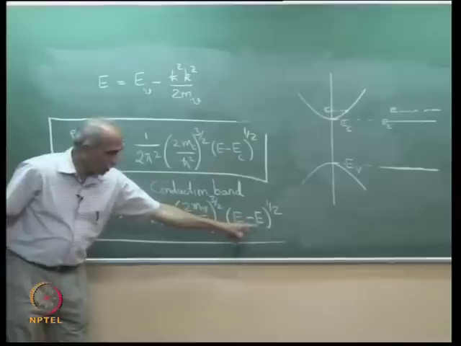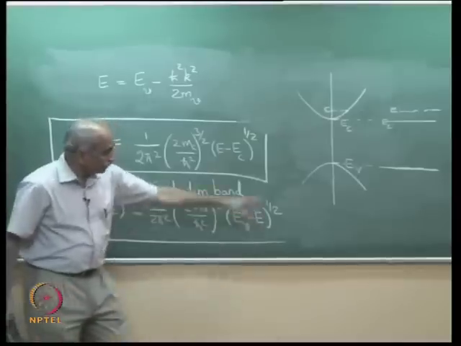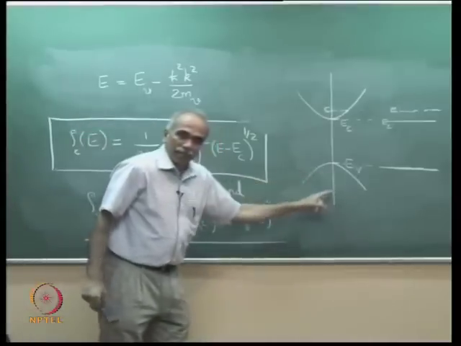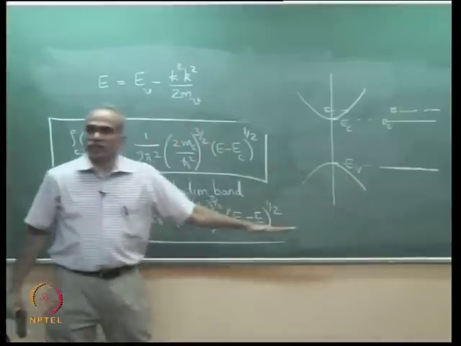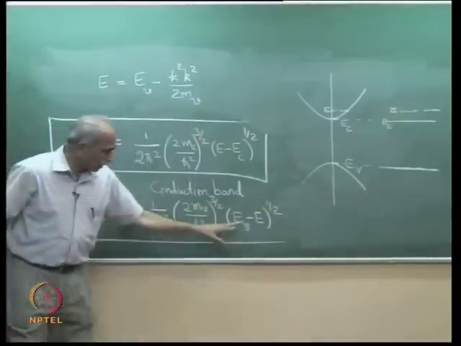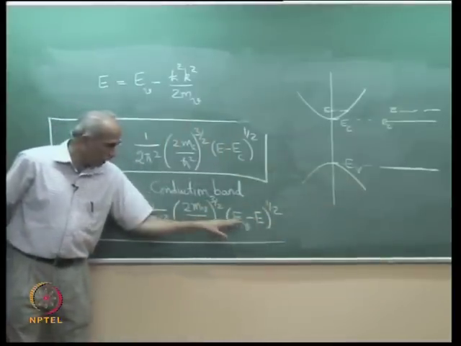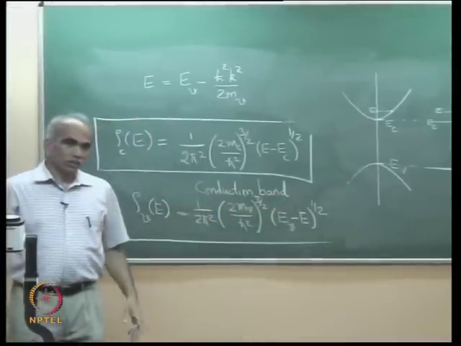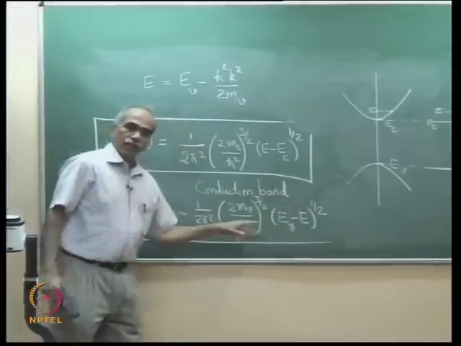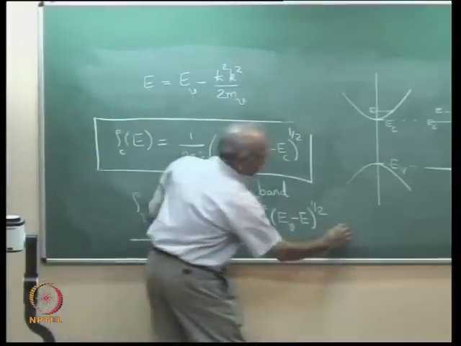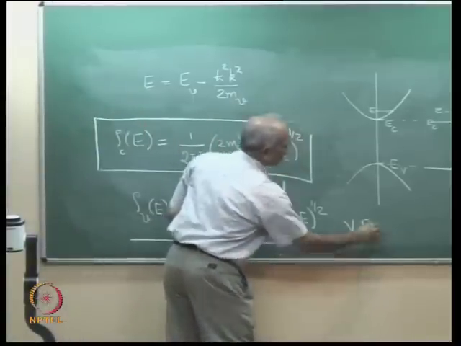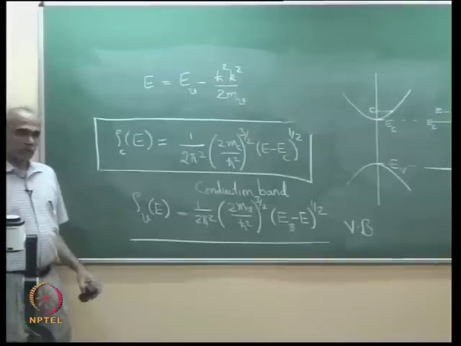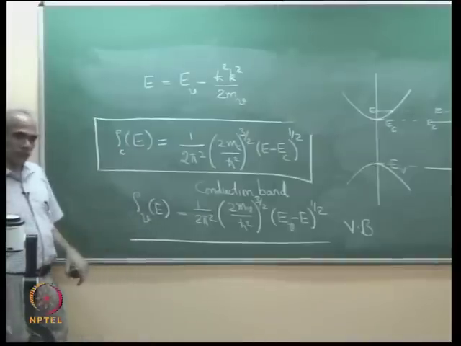Please derive this, make a simple exercise and you obtain the expression here. Now here we are talking of energy of electrons in the valence band. So E is less than EV. That is why, for E less than EV, this quantity is positive, otherwise it will become imaginary. So E is less than EV for the valence band. So this is for the valence band. These are the two expressions for the density of states.